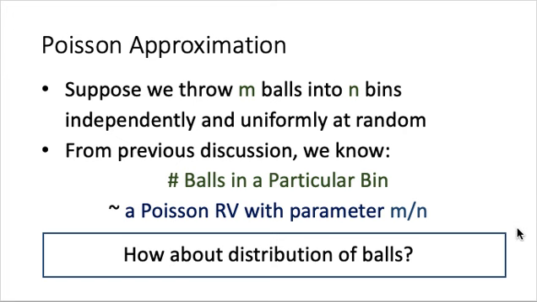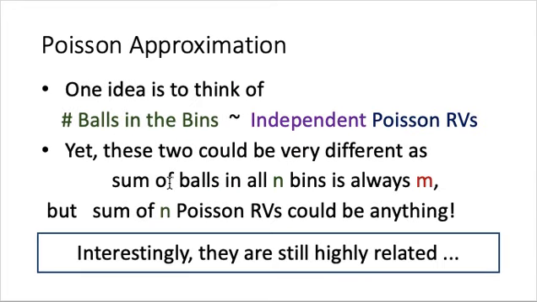But then let us ask a higher level question. How about the distribution of balls in all the n bins? So we are not focusing on just one particular bin, but we are going to look at all the bins at the same time. One simple idea is to think of the number of balls in all these n bins, each of them being an independent Poisson random variable.